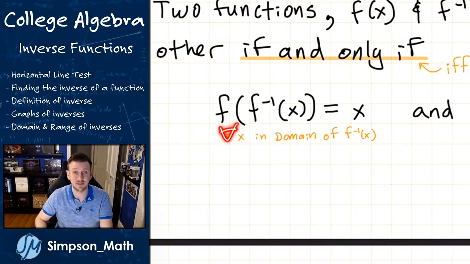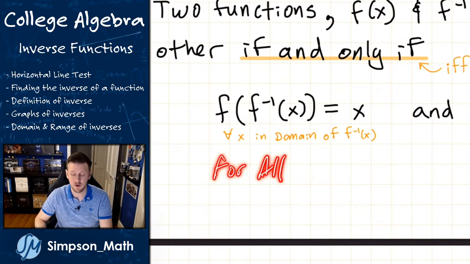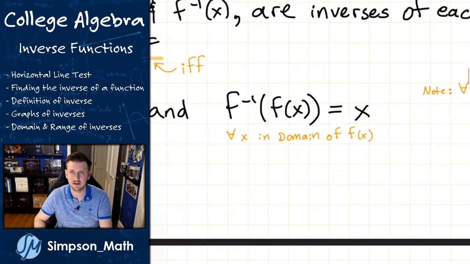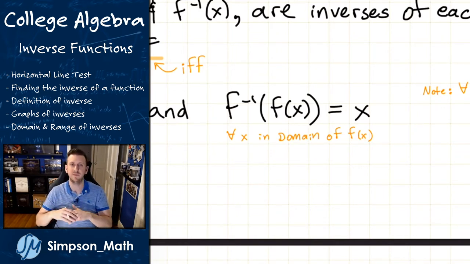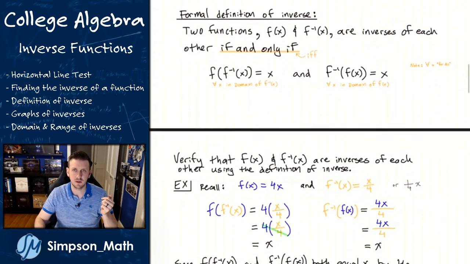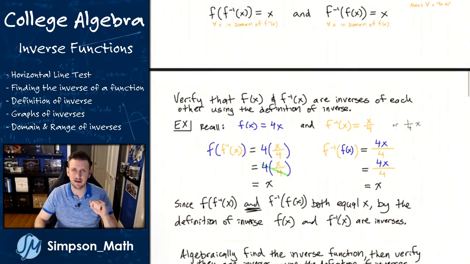One other little technical note. This literally is an upside down capital A, kid you not. This means for all. This is a little shorthand for all. So for all x's in the domain of the inverse, and then this is for all x's in the domain of the function. So there's a little bit of a domain issue. I'm not going to get too much into it today. Maybe I'll make another video one day for it, but that is just a little technicality.